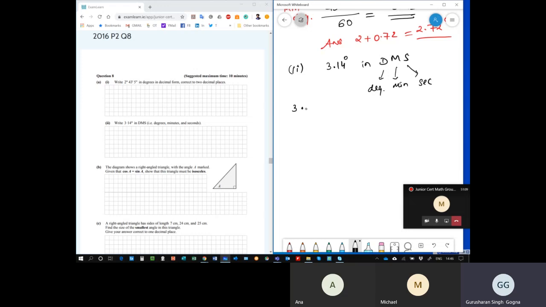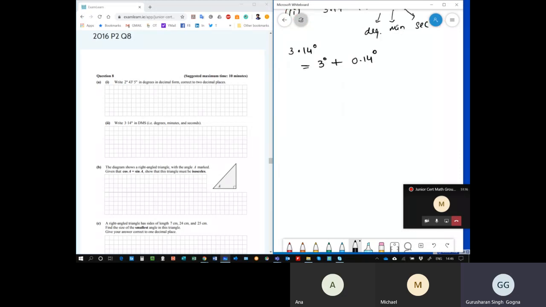First, 3.14 degrees, you split as 3 degrees plus 0.14 degrees. Okay, like this. And this 0.14 degrees you convert into minutes, but now you need to multiply by 60 because you are converting from degrees to minutes. So what's the answer? 0.14 times 60 will give you 8.4 what? Minutes. Okay, so we got 3 degrees 8.4 minutes.